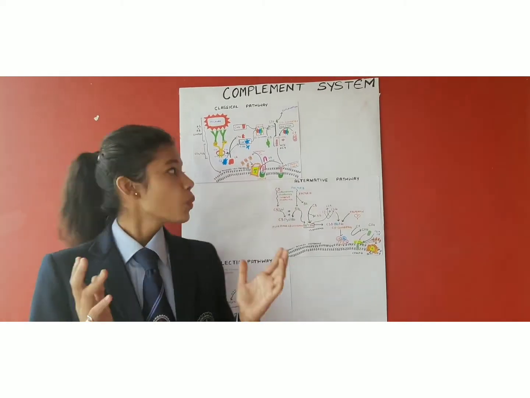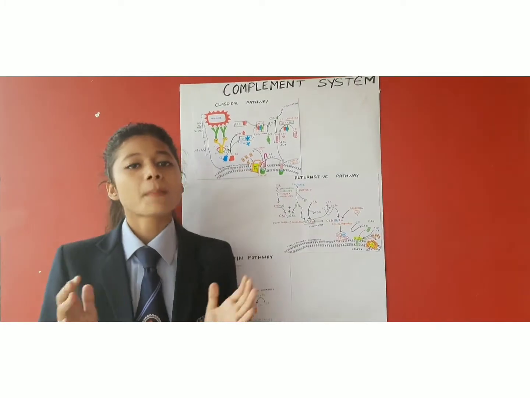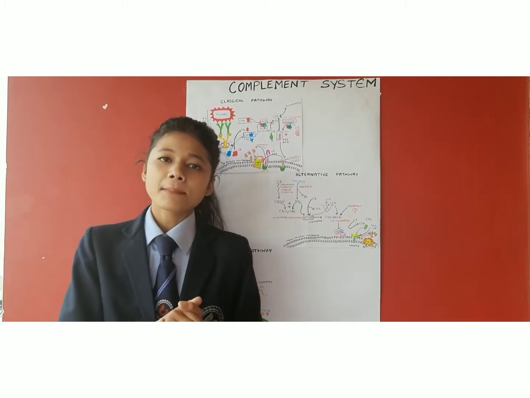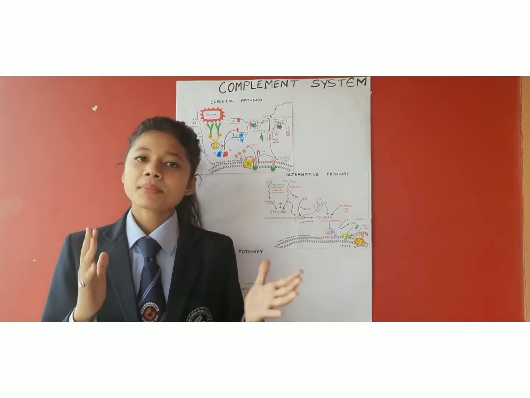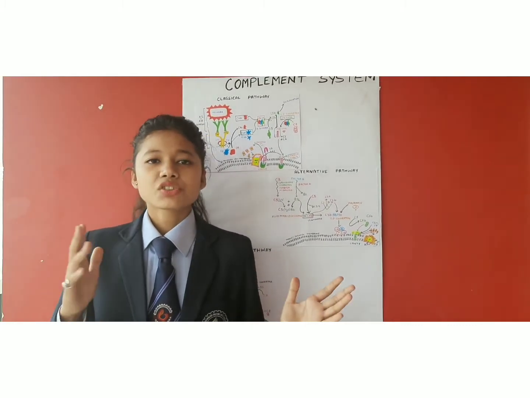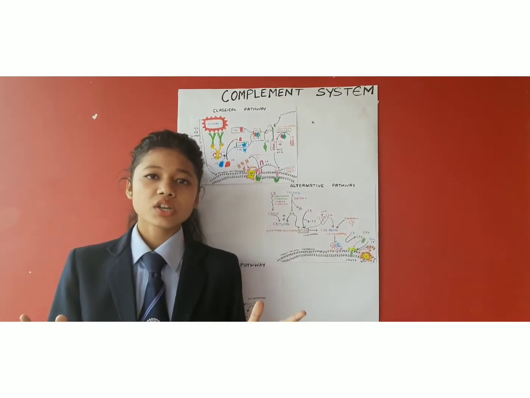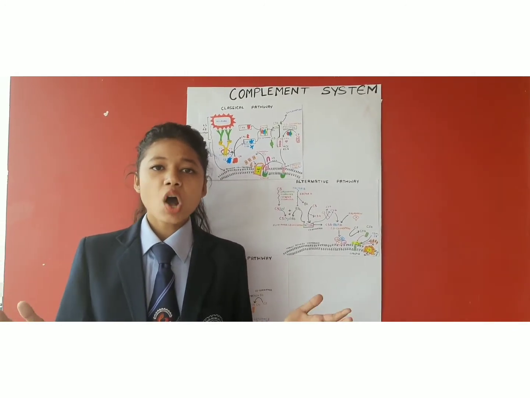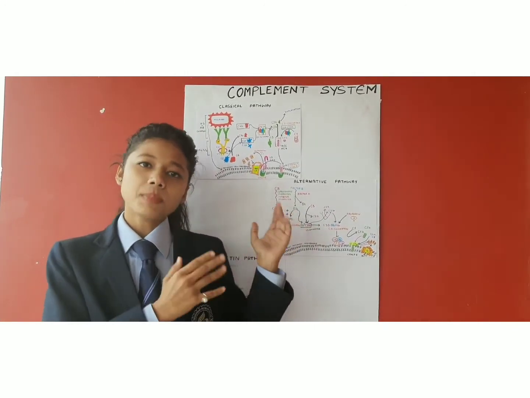As a result, we see the poly C9 enter into the pathogen membrane and form a pore in the bacterial surface by forming the membrane attack complex. Through this membrane attack complex, there is an influx of calcium ions and exchange of many electrolytes, which results in the bursting of the cell membrane of the pathogen through osmotic lysis. So this is how the complement system works with the classical pathway.